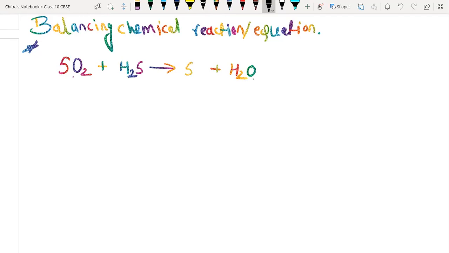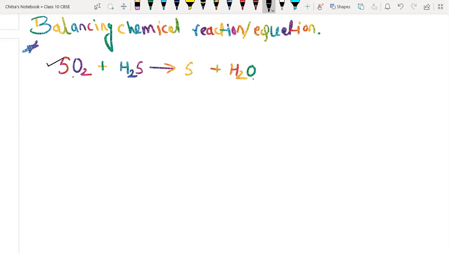Okay, in the examination you are not going to be asked how to balance the chemical equation. You will be given one chemical equation which will be unbalanced, and you have to write the balanced form only. You do not have to go through the procedure in the examination. So for that we will understand how we are going to write the balanced chemical equation. We will balance one by one.